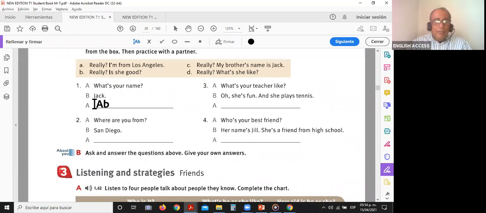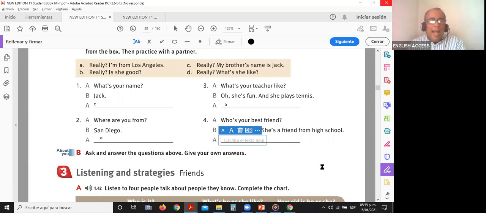Please write it down. So I'm just going to write the letter C, San Diego, letter A. That's the answer. For number 3 is letter B, and finally here letter C. No, letter D. So let's practice this conversation very fast. Let's do the same drill we did with the last exercise. I am going to be student A, and Francisco is going to be student B.